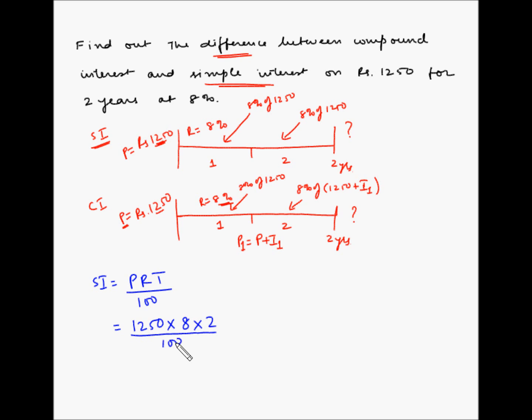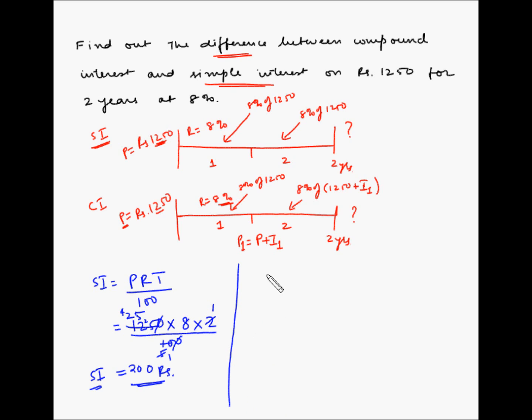divided by 100. So we can cancel this 0. 2 1s are 2, 2 5s are 10, 5 1s are 5, 5 2s are 10, to carry over, 5 5s are 25. So this becomes 25 multiplied by 8, which is equal to 8 5s are 40, 4 carry over, 8 2s are 16, plus 4 20. So 200 rupees is the simple interest.